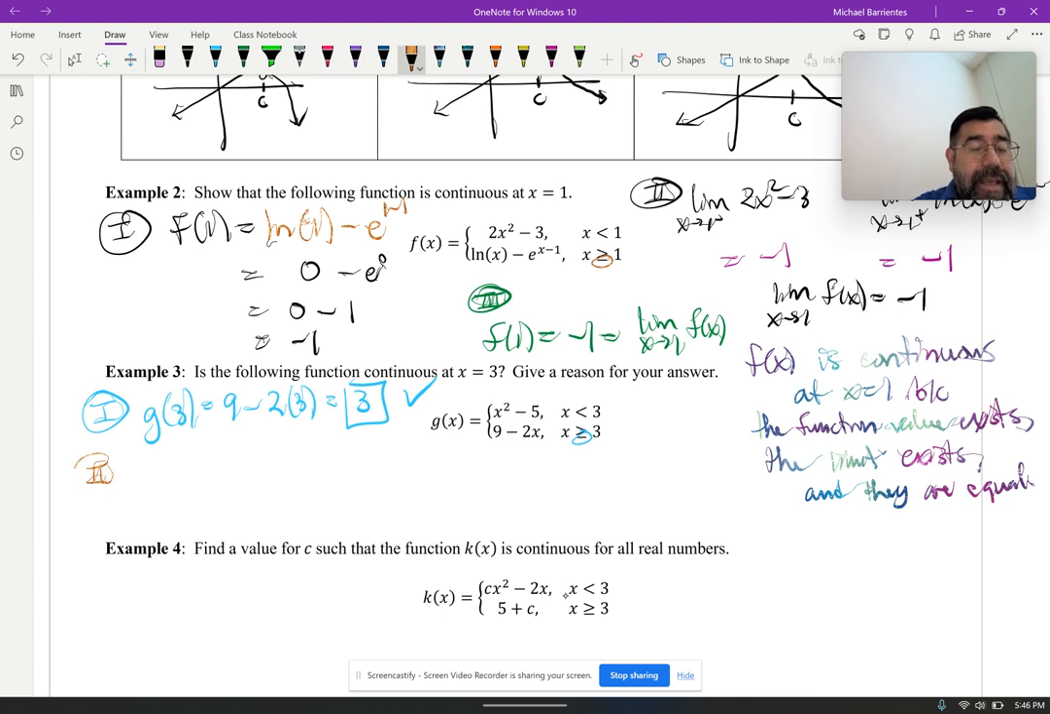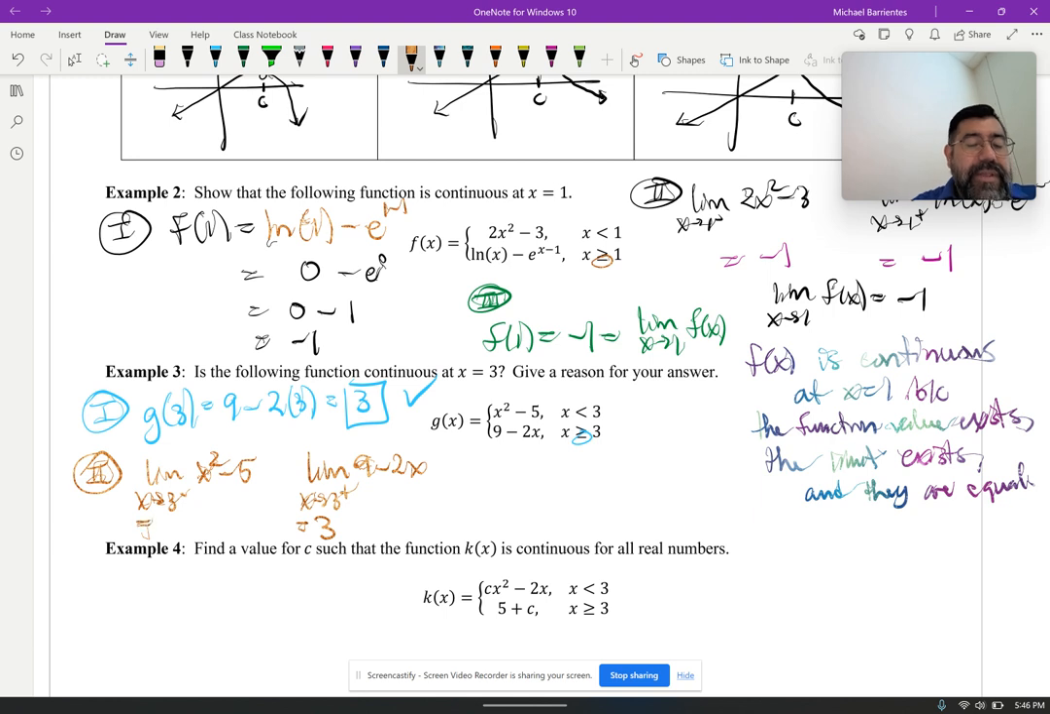Second, does the limit exist? Well, this is a piecewise function, so I have to check the limit as x approaches 3 from the left. That's going to require me to use this. And the limit as x approaches 3 from the right, that's going to require me to use this. Oh, but I already did this one, and I already know this is 3.